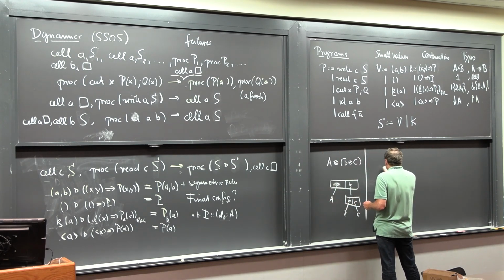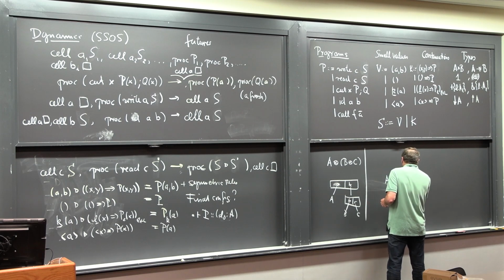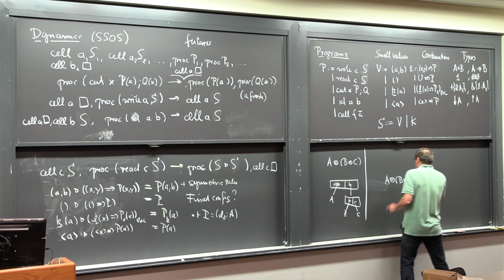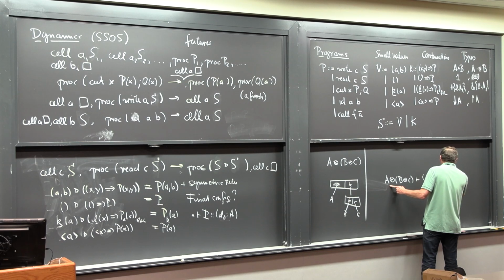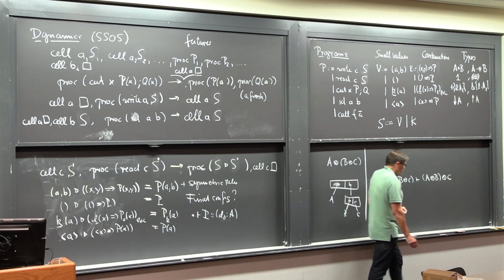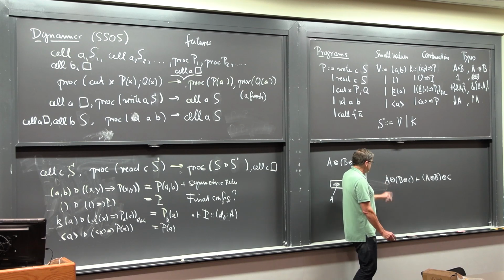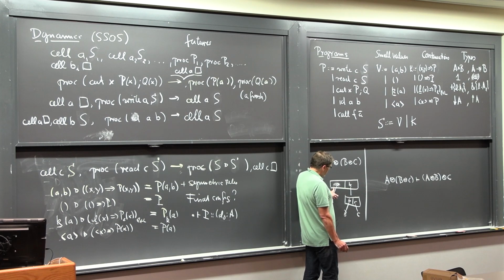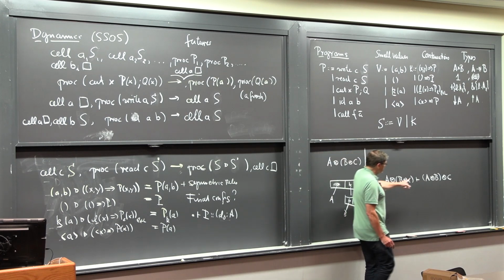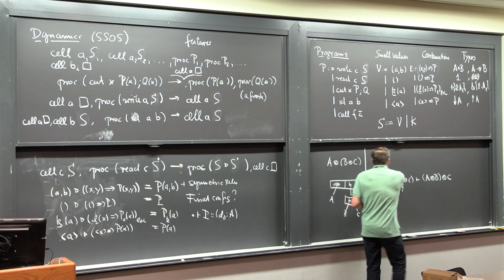A cross A cross B cross C proves A cross B cross C, okay? So let's see, we want to prove this, which means writing a program which takes a memory which is laid out in this way and generates memory which is laid out in a different way, right? Okay, so how do we prove this?